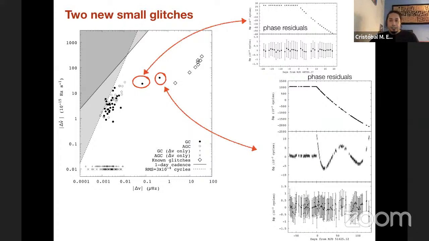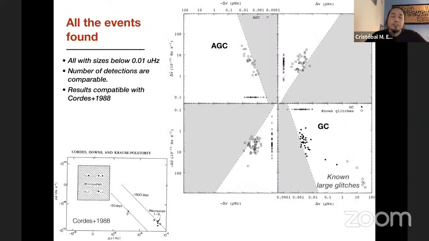But the main result here is that these are the only events that we found in this part of the diagram, and there's nothing else. And we are sensitive to those events, but there's nothing else. These are the results of all the events. I told you that we had looked for glitches, anti-glitches, but also for events that have the same sign in delta nu and delta nu dot, which is what I try to summarize in this diagram.